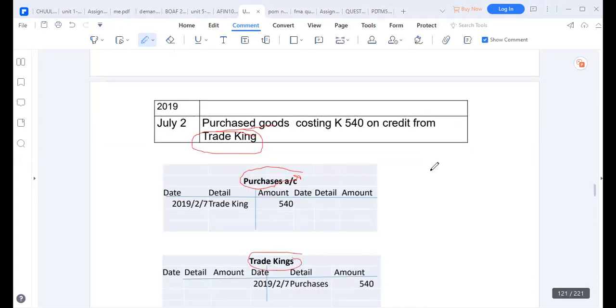So remember, using pairs, what do we do to increase our purchases? We debit it. So in the purchases account, we'll put TradeKings in here, 540. Then we go to TradeKings. TradeKings is what? Under liability, it's a creditor. So this title here comes inside there. The same amount, 540.